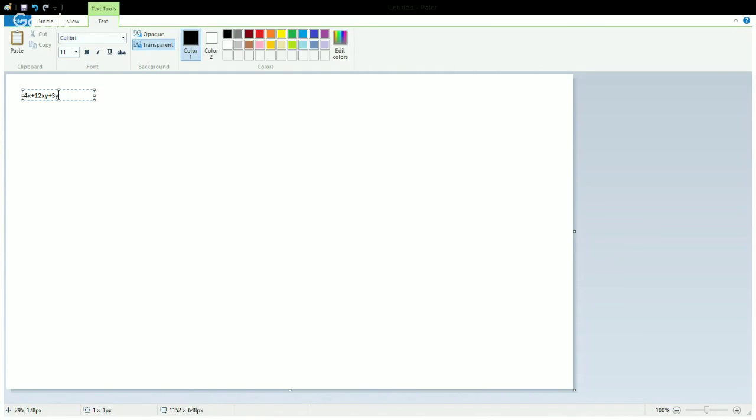Yeah, and I can't see what you write because it's too small. All right, so let me do it again to make sure we've got it correct. 4x plus 12 plus xy plus 3y. So was that plus 12 or minus 12? Plus 12.